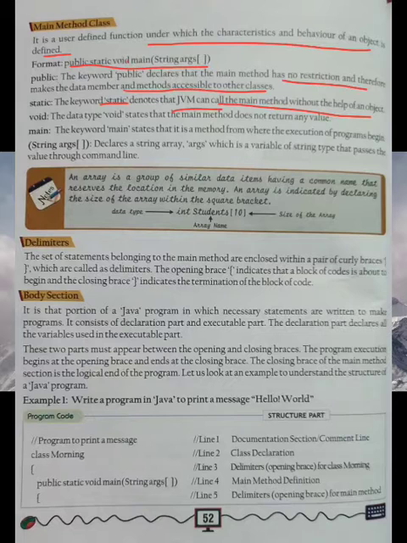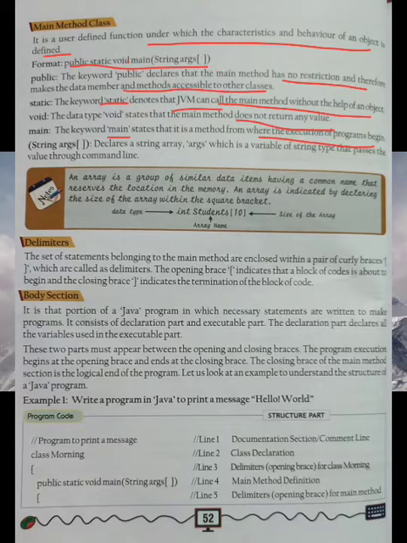Next term is void. The data type void states that the main method does not return any value. Next is main. The keyword main states that it is a method from where execution of the program begins. This states that our program is going to begin.